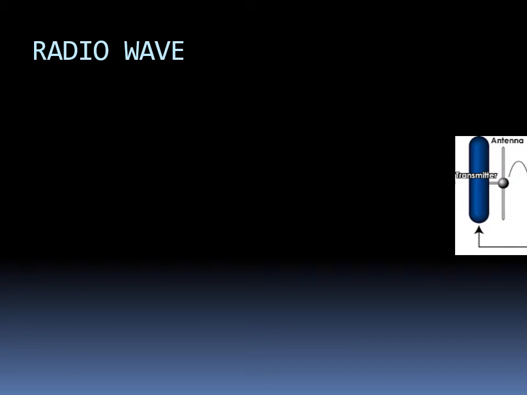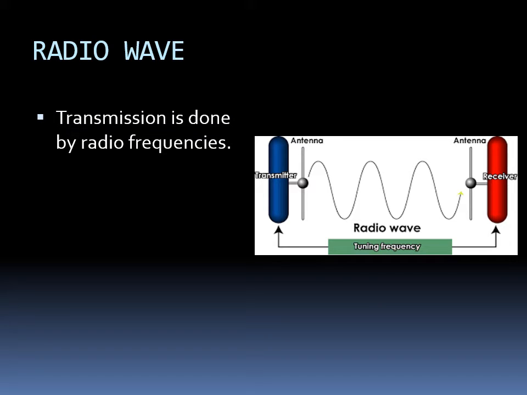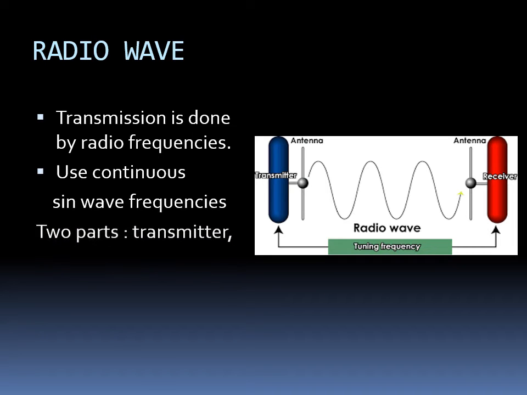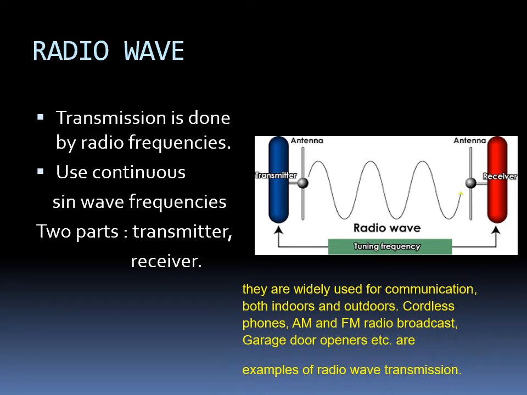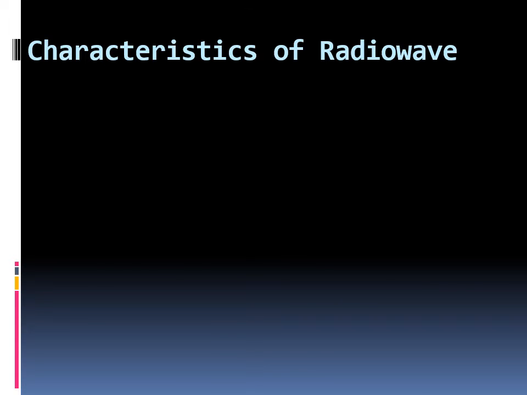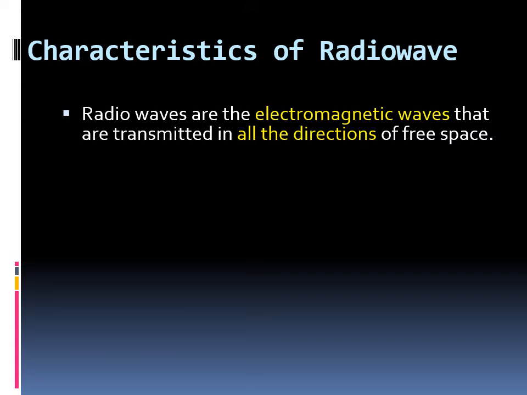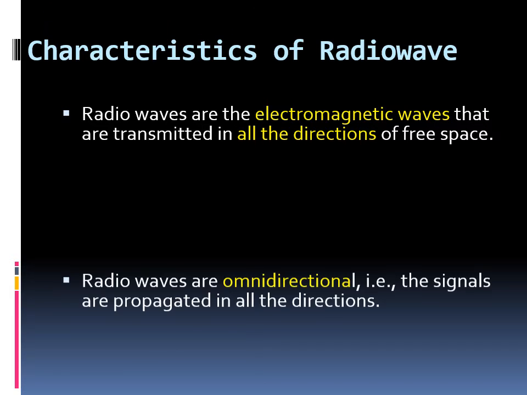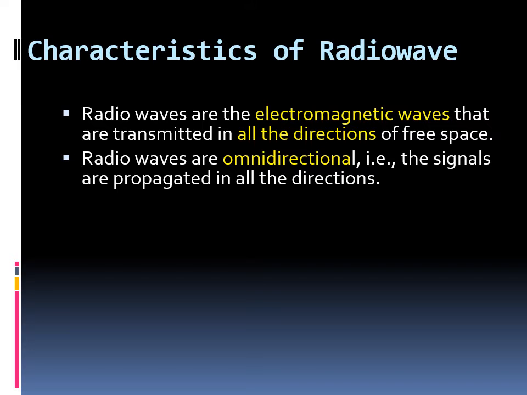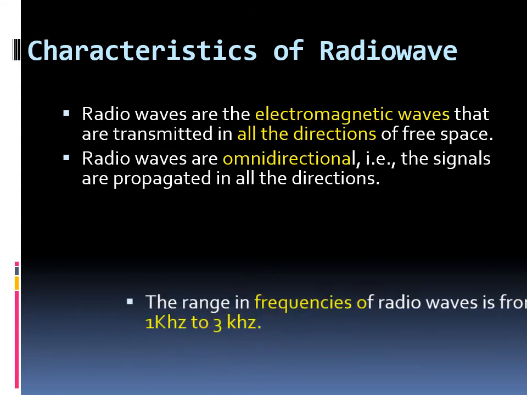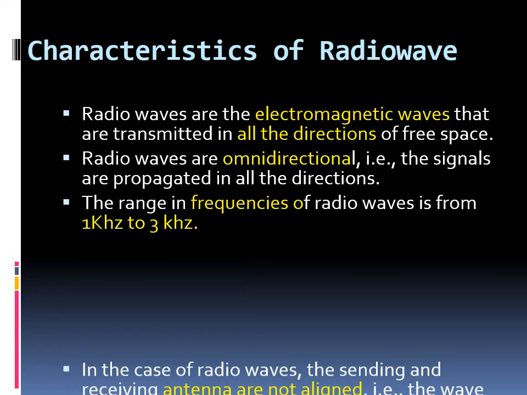Next, radio wave. It is done by radio frequencies, using sine wave frequencies, and it has two parts, transmitter and receiver. Mainly it is used for communication, like FM radio broadcast. Radio electromagnetic waves are omnidirectional, which means all directions. It passes the signals in all directions, and the frequency is 1 kilohertz to 3 kilohertz.